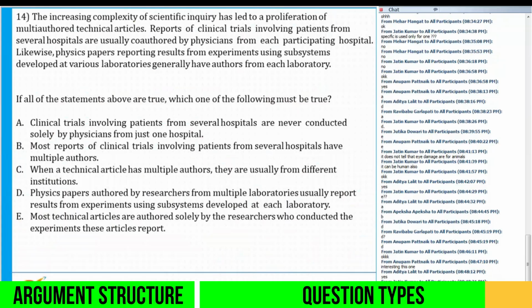We are coming to the last question for today, question number 14. This one is very interesting. What is he saying? The increasing complexity of scientific inquiry has led to a proliferation of multi-author technical articles. Reports of clinical trials involving patients from several hospitals are usually co-authored by physicians from each participating hospital. Likewise, physics papers reporting results from experiments using subsystems developed at various laboratories generally have authors from each laboratory. If all of the statements above are true, which one of the following must be true?